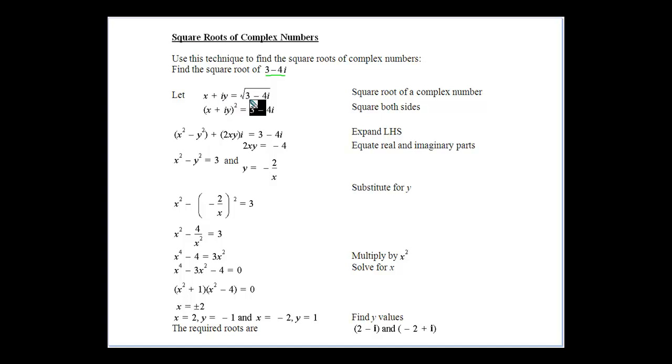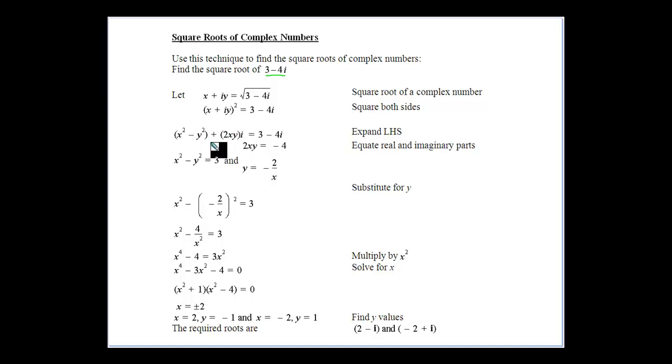So when we look at that, to simplify, what we're going to do is square both sides. So (x plus iy) all squared would equal 3 minus 4i. The square root's gone. So that's our first step. We're going to expand this out. So (x plus iy) all squared, and expand the two brackets. So x times x gives us x squared. iy times iy gives us minus y squared. And then we get 2xy times i.